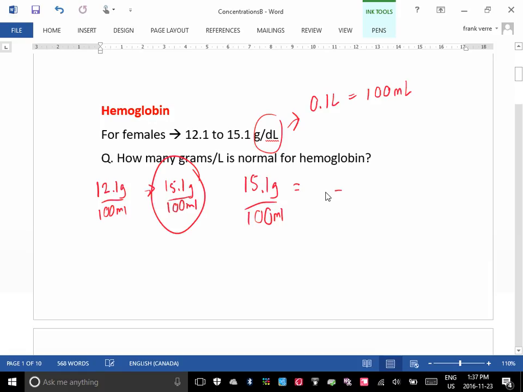If we were to measure 1 liter of blood, how many grams of hemoglobin would there be? Well, what's 1 liter of blood?